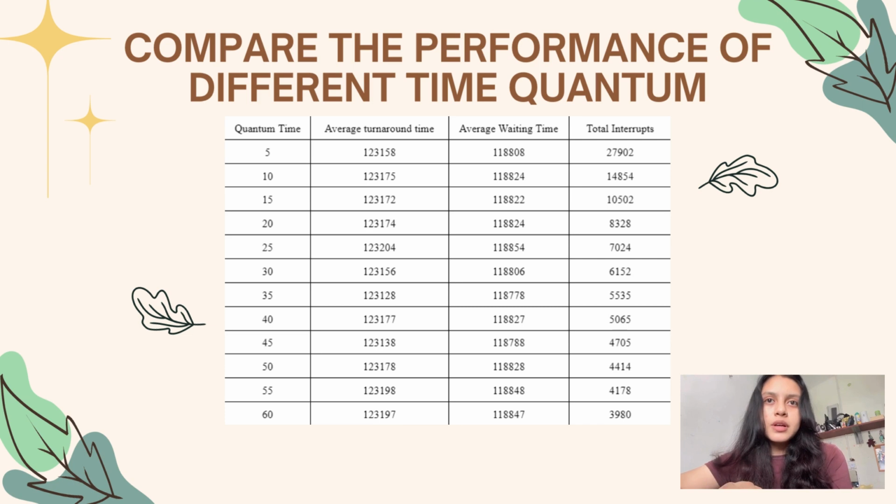This is because a longer time quantum allows processes to run for a longer period without being interrupted, which can improve their throughput and reduce context switching overhead. However, it can also lead to longer waiting times for other processes, as they have to wait for the current process to finish its quantum before they can get CPU time.